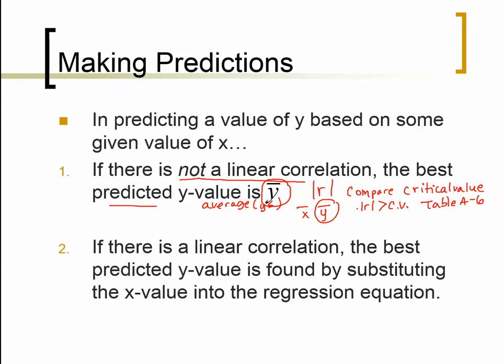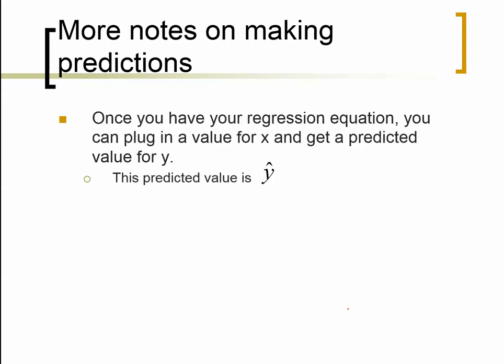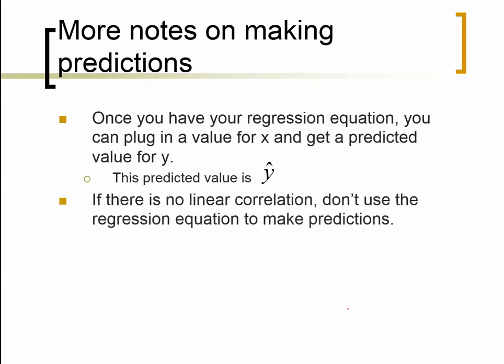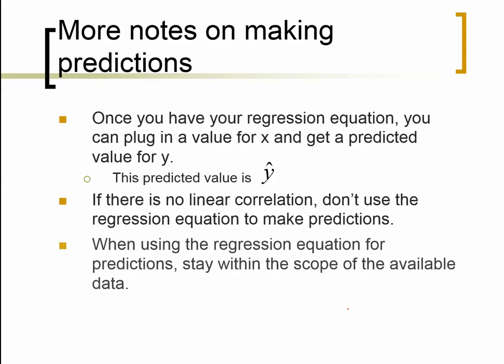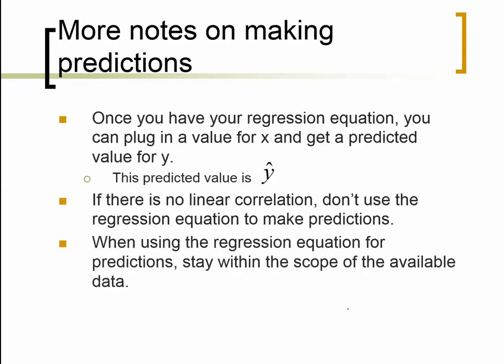If there is a linear correlation, then the best predicted y value is found by substituting into the regression equation for x. Once you have your regression equation, you can plug in a value for x and get a predicted value for y. This predicted value is denoted as y hat, I'm sorry. If there is no linear correlation, don't use the regression equation to make predictions. And when we use the regression equation for making predictions, always stay within the scope of the available data.